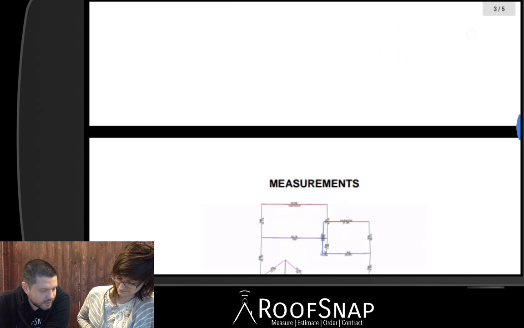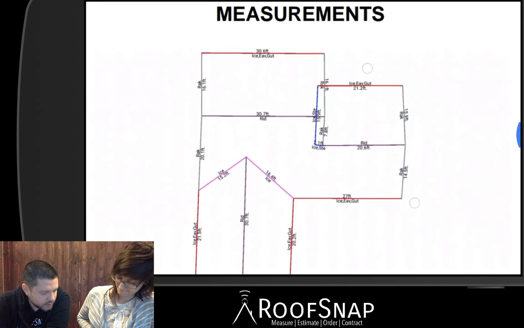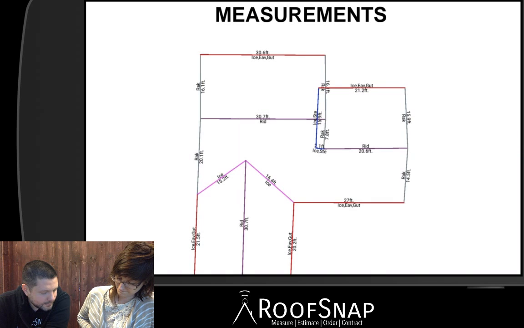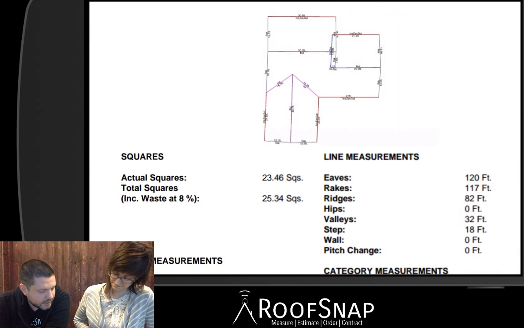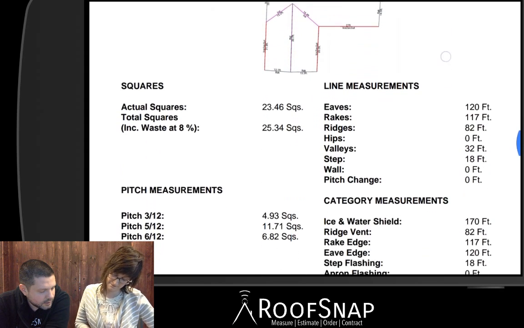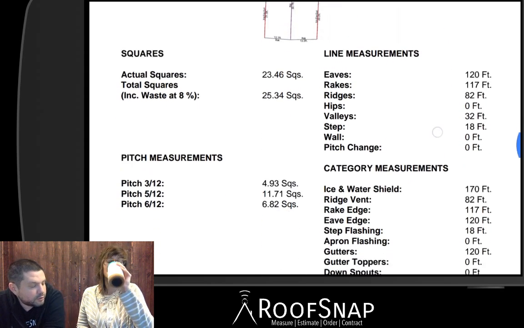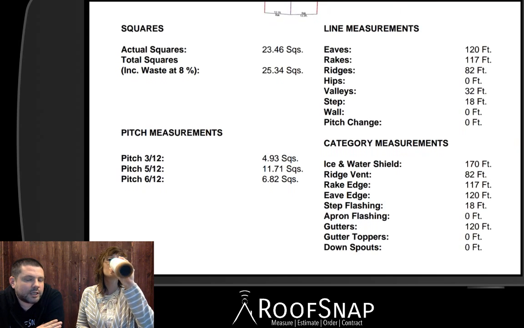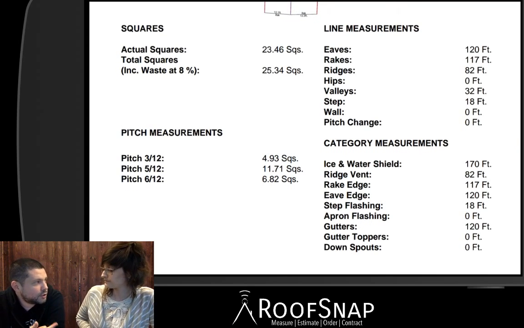And then when we go to the next page, you're going to see a breakdown of all the measurements and all of the labels, and you can really zoom in on that. Then we're going to see all of the category measurements and line measurements and total square counts. A breakdown by pitch, all the same measurements that we just reviewed, but here in a PDF document that you can email to an adjuster, your production person, your crew, whoever needs to have a look at this.